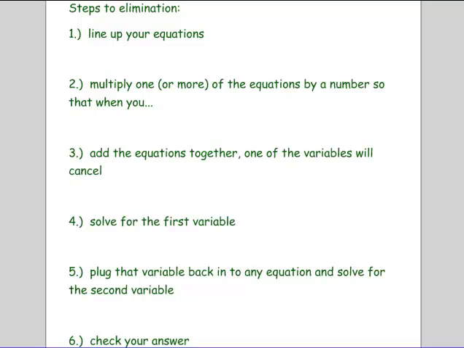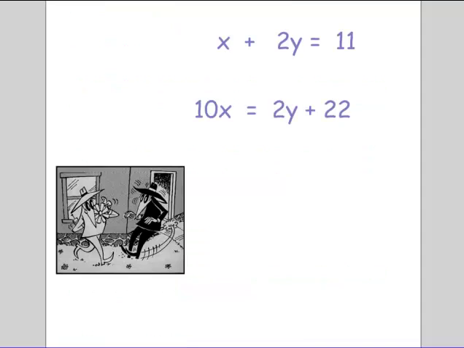And the last step is important if you want to get through these mastery checks or know that you're getting things right before you move on. Check your answer. Alright, so things we haven't seen yet, line up your equations, that's coming up. And multiply one or more of the equations by a number. We have not seen a case where you have to do that.